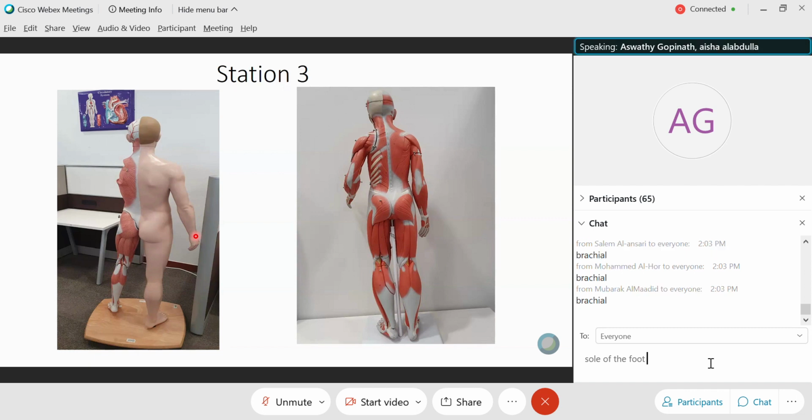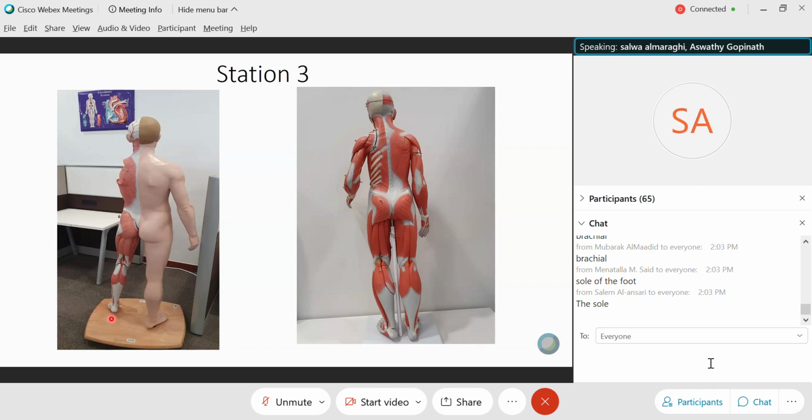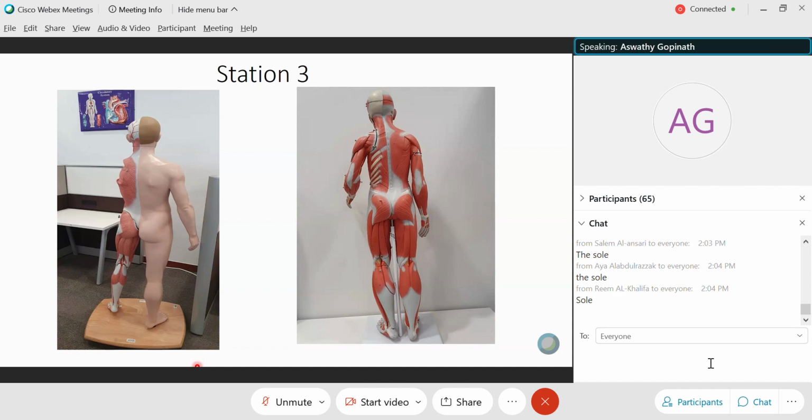Now tell me, what is plantar? It's the sole of the foot. Okay, the sole is actually the plantar. So that finishes station 3. I'll go to station 4, which is the last station.